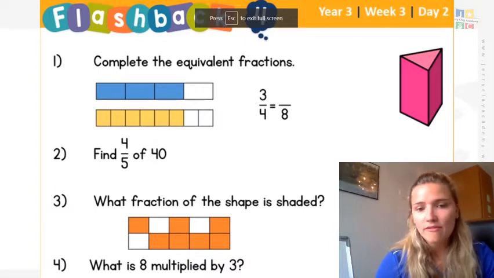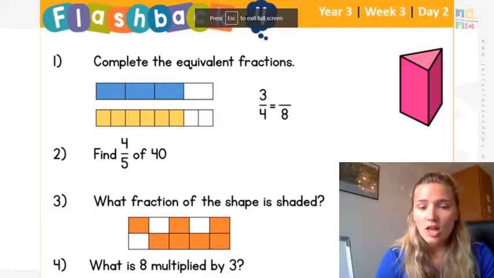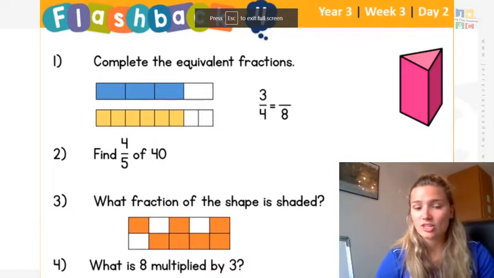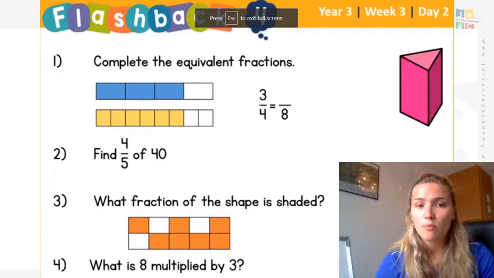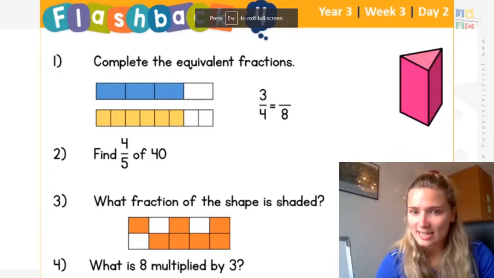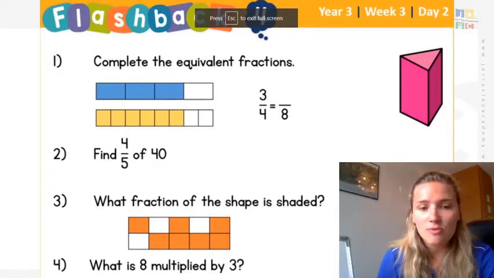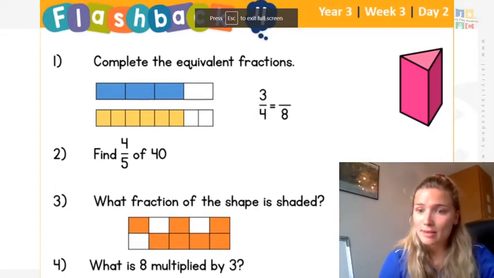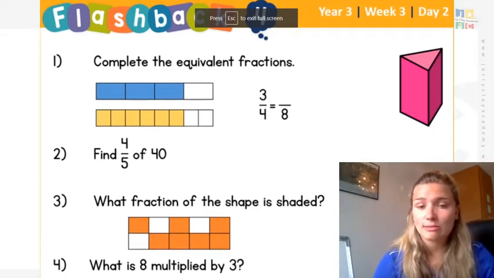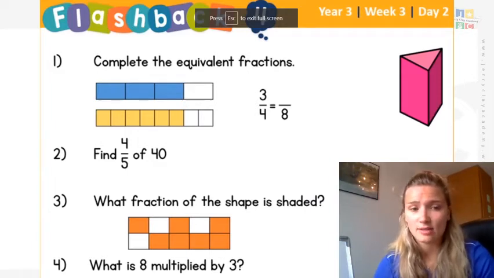Number 3, what fraction of the shape is shaded? For this one, tell me what fraction of the shape is shaded. You could, for a bonus point, also say what fraction of the shape isn't shaded as well. And then finally, number 4, what is 8 multiplied by 3? Show me how you work it out. Maybe you could show me a few different methods to work this one out.